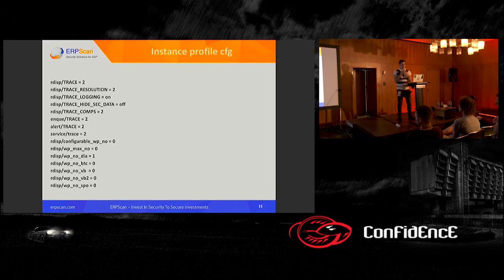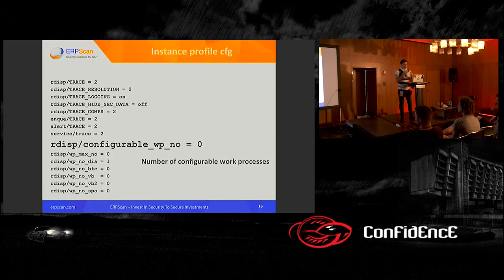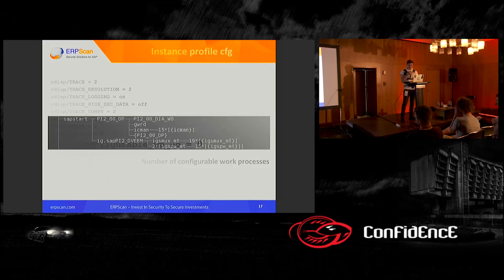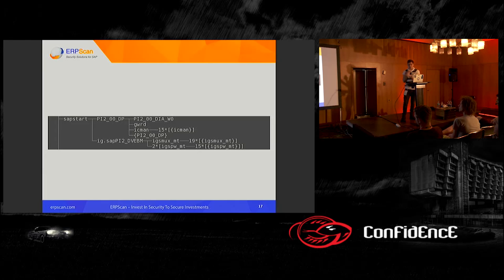To solve this problem, we decided to reduce the count of disp+work processes. For that, we changed some SAP profile parameters related to the dispatcher. On the slide, you can see the values of these parameters that we used on our test system. The most important parameter, as you can see on the slide, is responsible for the count of work processes. In our case, we set it equal to zero. As a result, we get a picture like that, with only one disp+work process. So we can now easily attach our debugger to it.